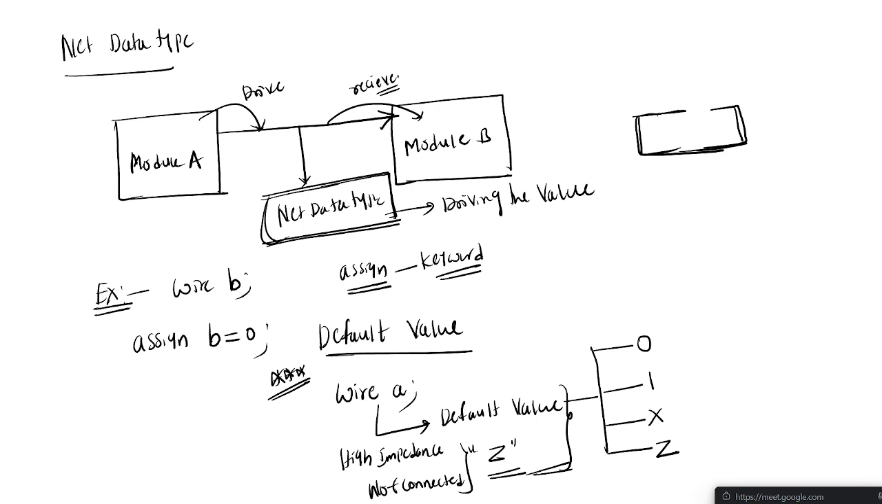Okay, and next, in the net types we already saw wire. Next we need to see WOR, and next WAND. Wire, WOR, and WAND. Okay. So let us take one example. Module example.